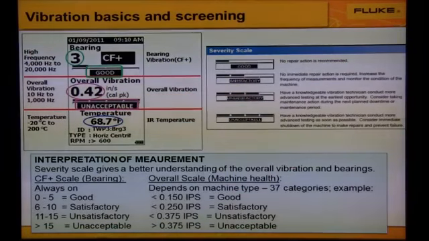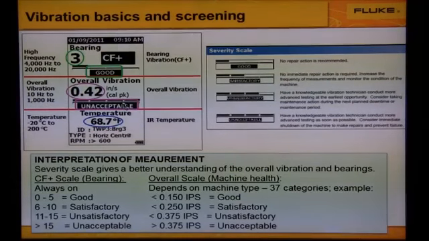The final topic we'll cover is severity. The severity scale gives the user more than just a number with no meaning. It provides a better understanding of the machine health and what action should be taken. There are two severity scales. One severity scale is the Crest Factor Plus and shows the bearing health. See the green circle and the box. This scale does not depend on a machine type and does not require a machine category during setup. It is displayed anytime the measurement is taken, as long as it's greater than 600 RPM.